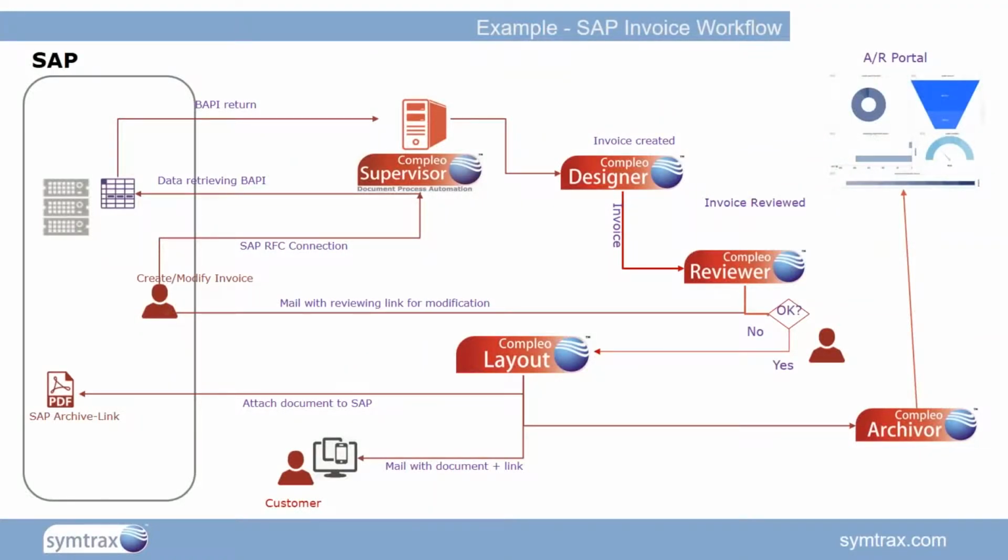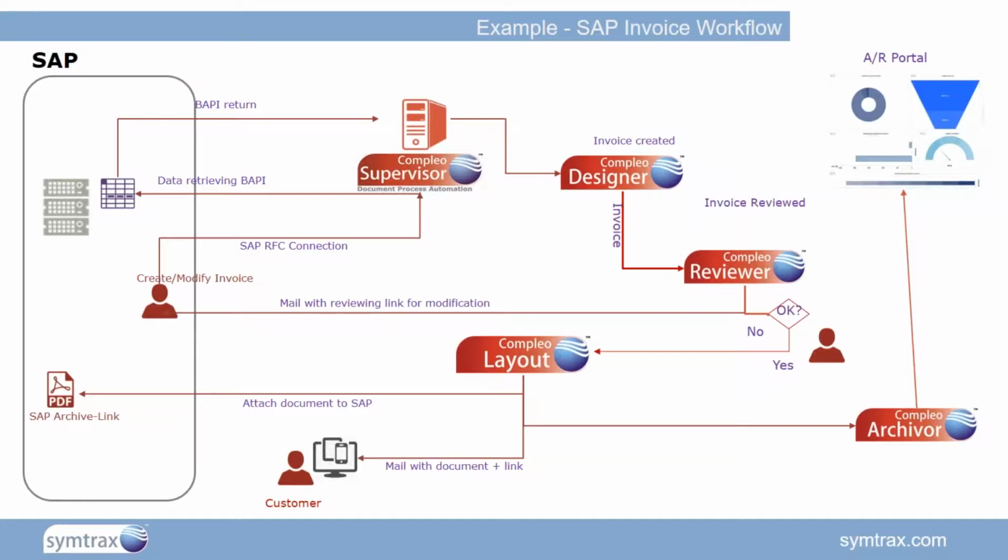This is what we're going to show you, and this is a bit of an eye chart for me, but it all kind of makes sense. So the concept here is that somebody in the SAP world either creates an invoice or makes an adjustment to one. At that point, in this workflow that I'm going to show you, Compleo is involved. That's one of our products.